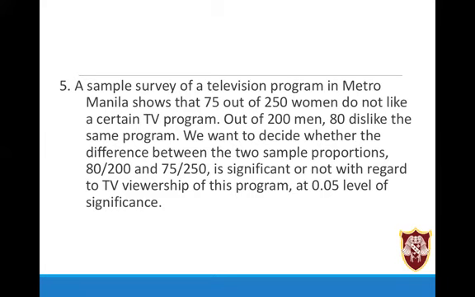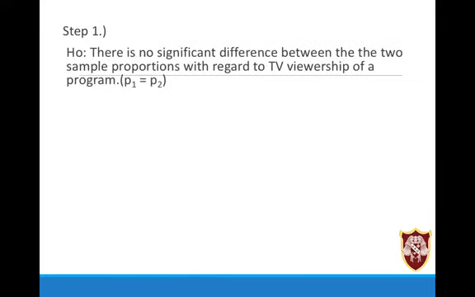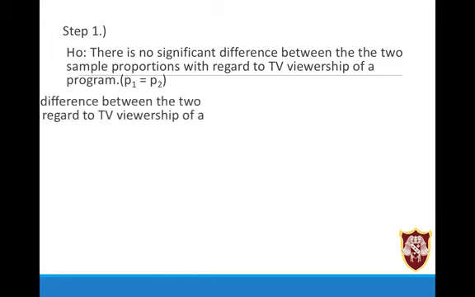When comparing two proportions, we use z-test. So we use a formula of z-test for comparing the two proportions. So for our null hypothesis, we state that there's no significant difference between the two sample proportions with regard to TV viewership of a program. So that means P sub 1 is equal to P sub 2.